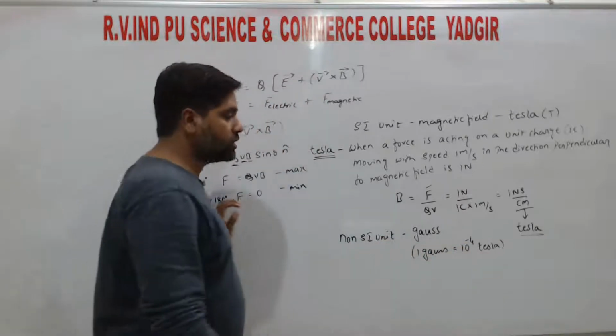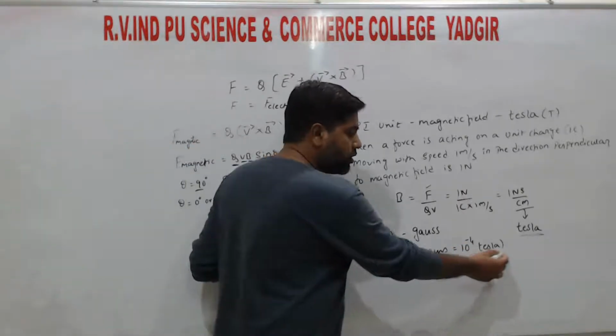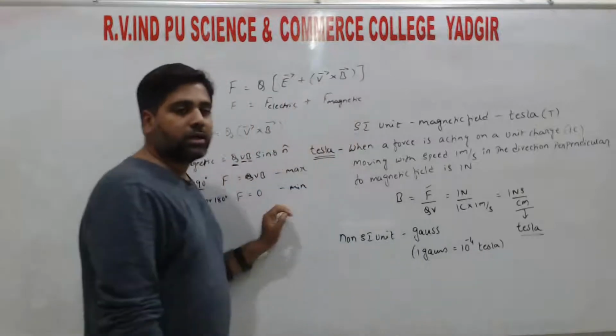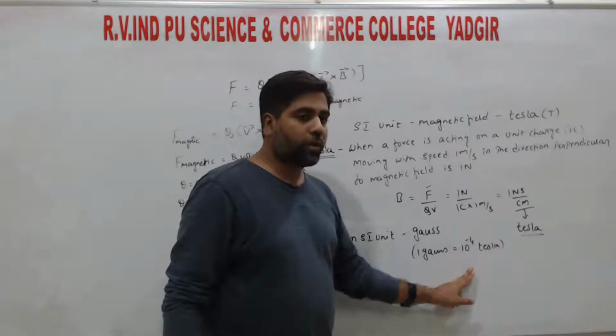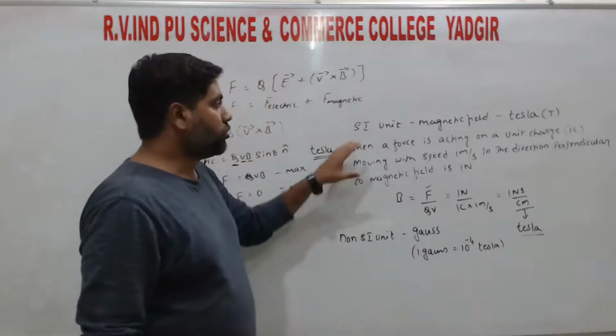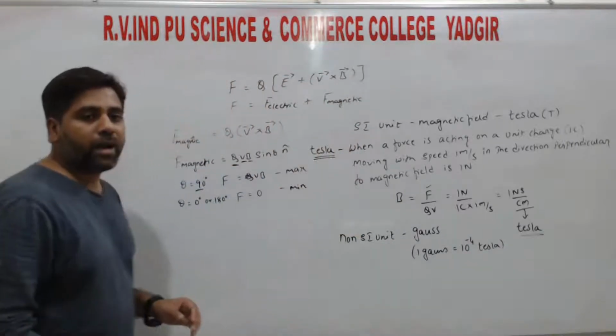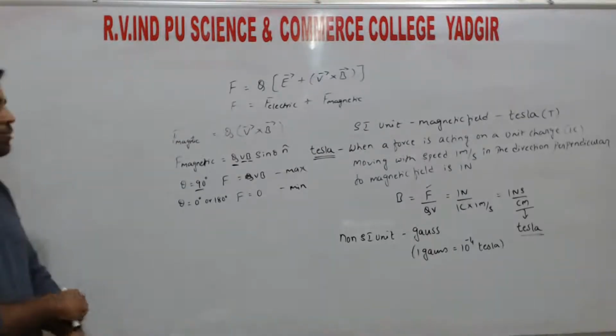So in problems, if the value is given in Gauss, we always need to convert it into Tesla, right? You need to remember this value: 1 Gauss is equal to 10 power minus 4 Tesla, right? Tesla is the unit of the magnetic field, right?